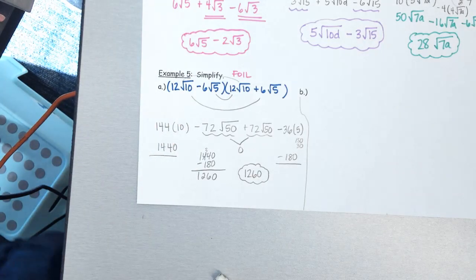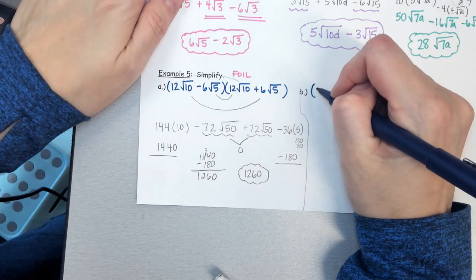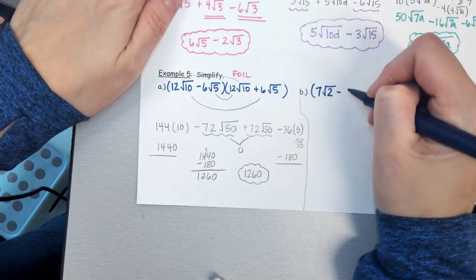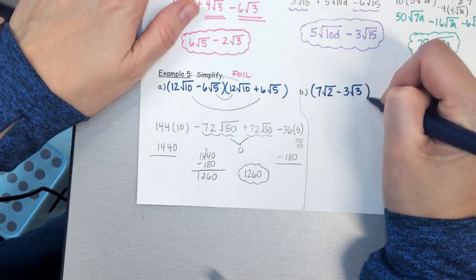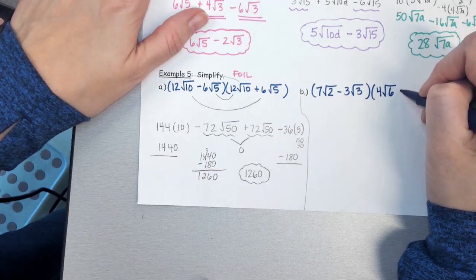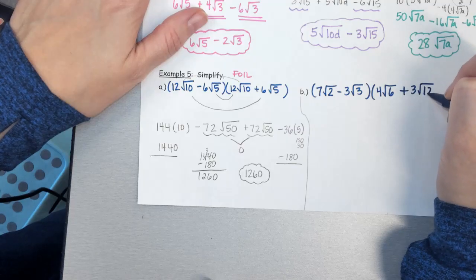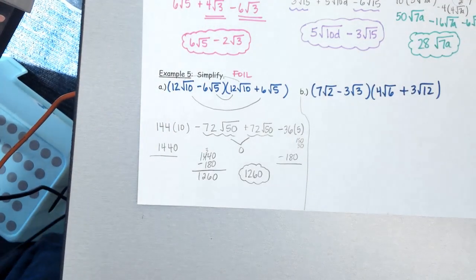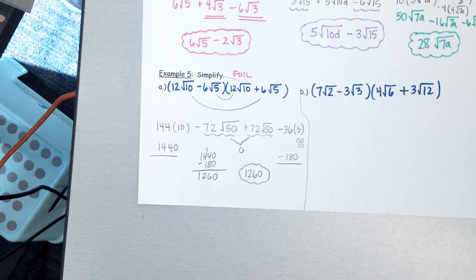All right. And then for the next one, I want you guys to do your FOIL. Okay, and you do have a choice here because you have that square root of 12, and technically you could simplify it first and then you could FOIL. Okay, for this I want you to just FOIL it like it is because we're going to have a bunch of things to simplify in the next step.